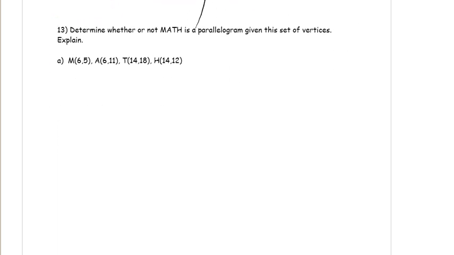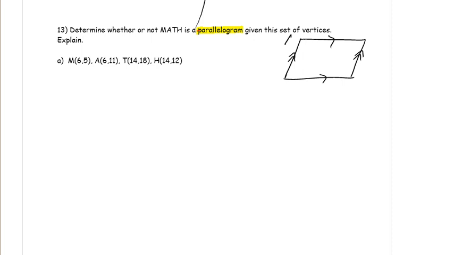Last problem on here. Determine whether or not MATH is a parallelogram given this set of vertices. Again, we want to know if it's a parallelogram. So what do you think we are looking for? Well, if two sets of sides are parallel, then it's a parallelogram. So we're looking for this kind of thing. This should be parallel to this. This should be parallel to this. If we have those, then we're good to go. Do we have two sets of parallel sides? Which means we're just finding slope. So we need to do 4 different slopes.